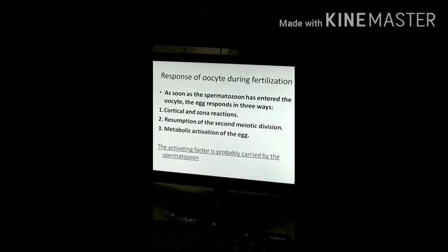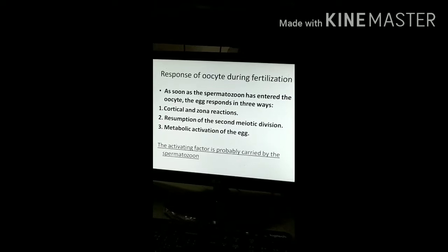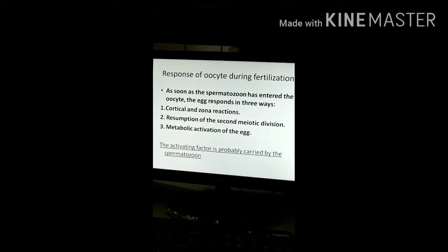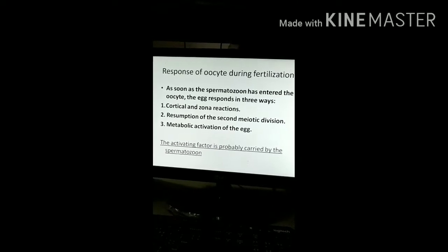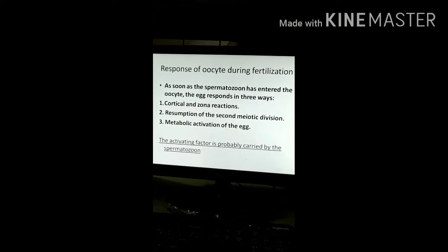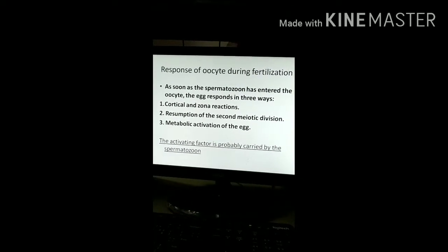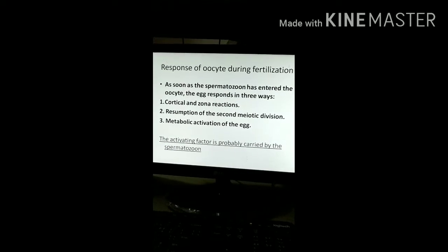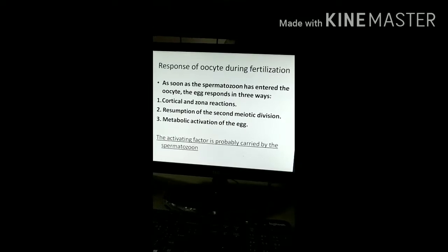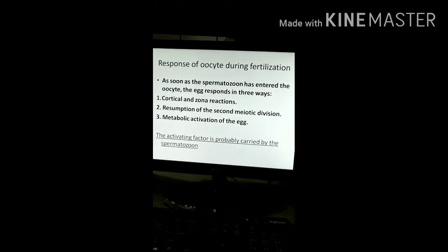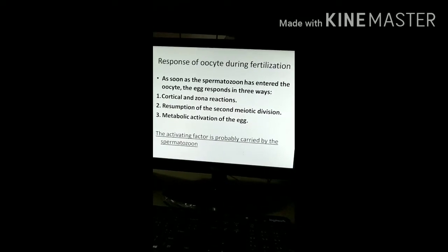Now, response of the oocyte during fertilization. During fertilization, when the spermatozoa enter the oocyte, the oocyte responds in three ways. First, the cortical and zonal reaction. We discussed this response already.